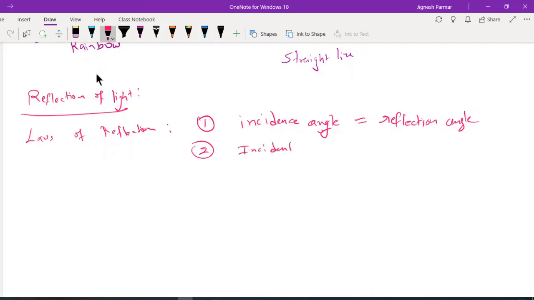The incident ray, the normal, and the emergent ray, or let's say reflected ray. Here we talk about the reflected ray. They are all in one plane. These laws of reflection are applicable to all the reflecting surfaces, including spherical surfaces.